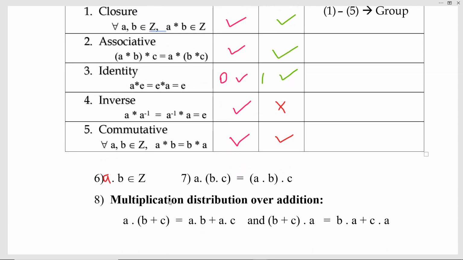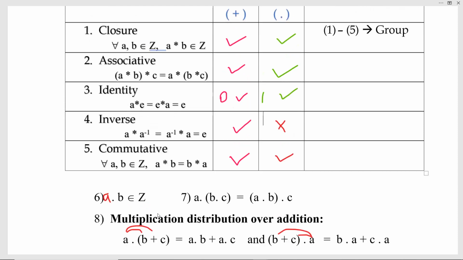And also, combining these two operations, they are called distributive laws. a dot (b plus c) equal to a dot b plus a dot c, and (b plus c) dot a equal to b dot a plus c dot a. Distribute from the left here and also from the right here. Both conditions must be satisfied. These are called distributive laws.